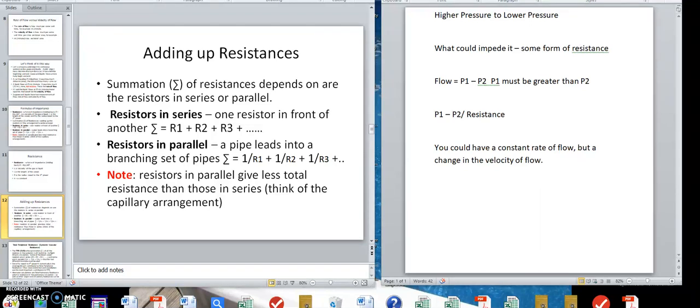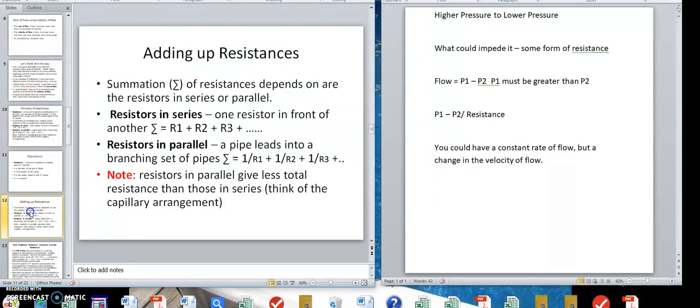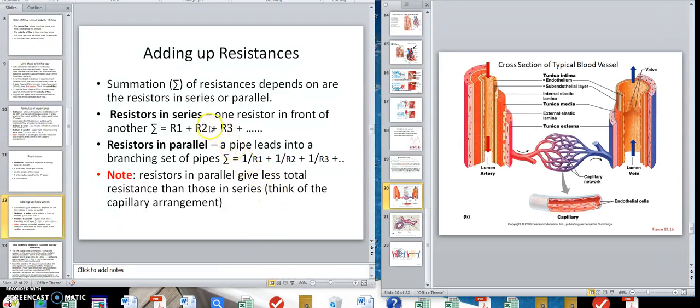Okay, class, we had talked on resistance. We said resistance is a holdback force, a force of impedance. We gave the formula 8ηL over πr to the fourth. We showed how you could add up resistances. We spoke of resistors in series, just like this, in a straight line, versus resistors in parallel.